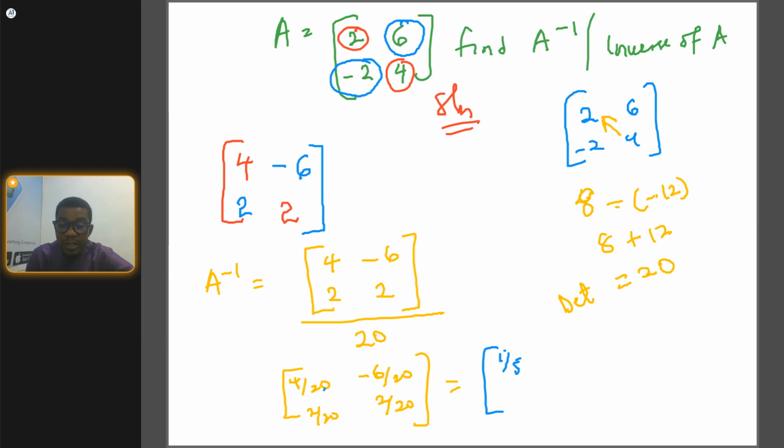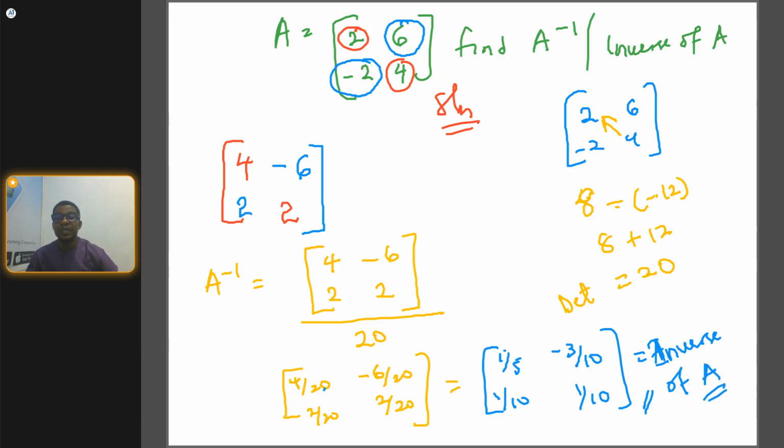This also we can reduce. 2 in 6 is minus 3, and 2 in 20 is 10. The next one we have 2 over 20, which is 1 over 10, and another 2 over 20, which is 1 over 10. So the matrix obtained is what we have here. This is the inverse of A. The inverse of matrix of what? Matrix A. The inverse of matrix A is 1 over 5, minus 3 over 10, 1 over 10, 1 over 10. So that is the inverse of matrix A.